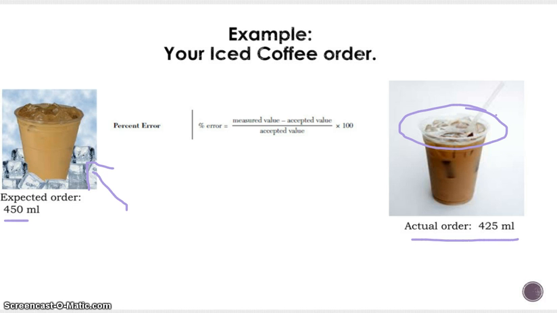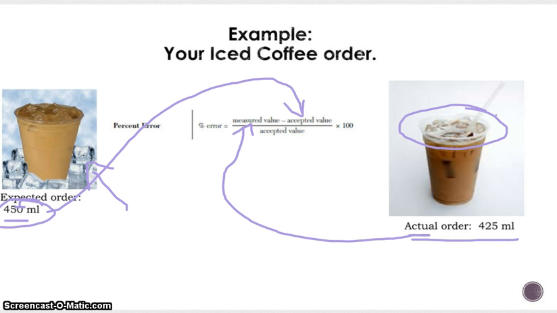Okay, so if we look at our two numbers, we have our expected and actual. The expected is another way of saying your accepted, or the correct value you should have gotten. So this 450 is going to go in here for your accepted value. Your 425 would be what you actually measured in the lab setting. So this is the measurement you actually got, and that would go in for your measured value. So this is a relatively simple formula, but sometimes it takes a little bit of deciphering to figure out exactly which number's going to go in which spot. Okay? So let's look at it in terms of chemistry settings.